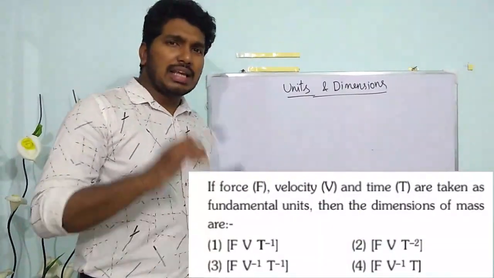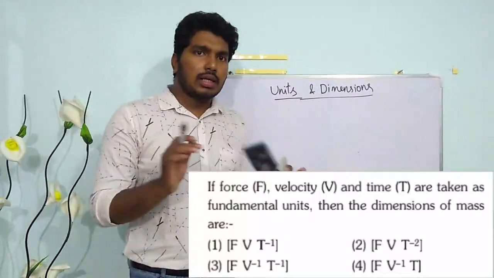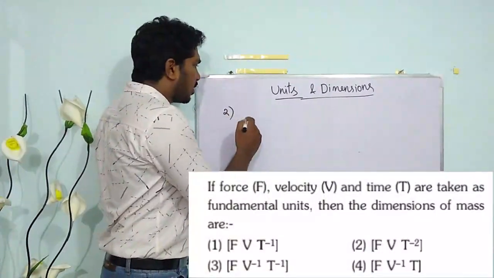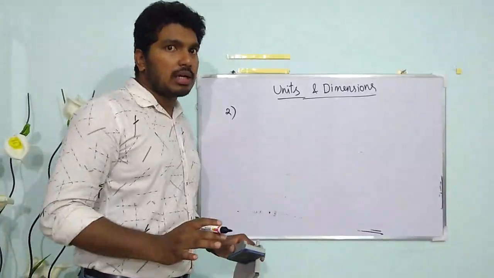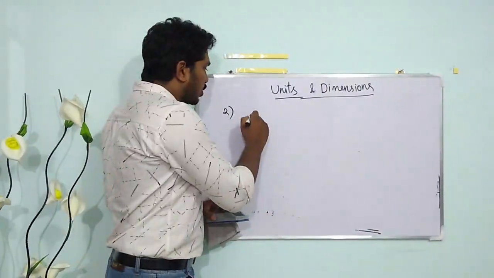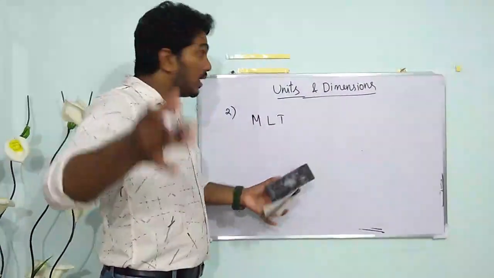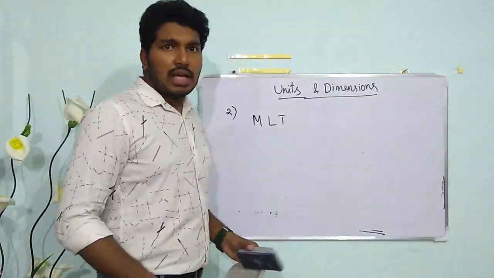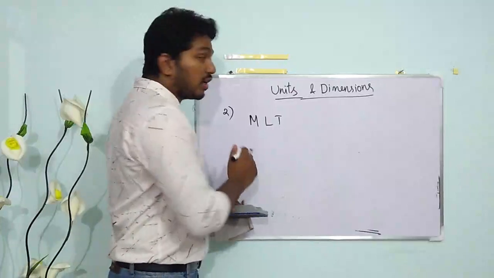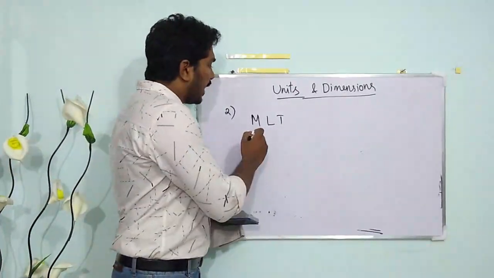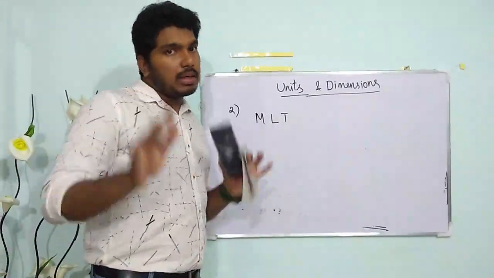So what are the basic three fundamental quantities that we usually take? We actually have seven fundamental quantities, right? Out of that, we usually do the problems using M, L, and T. We have again candela, Kelvin for temperature, and the unit for current. Those are fundamental quantities, right? So we usually write in terms of MLT.